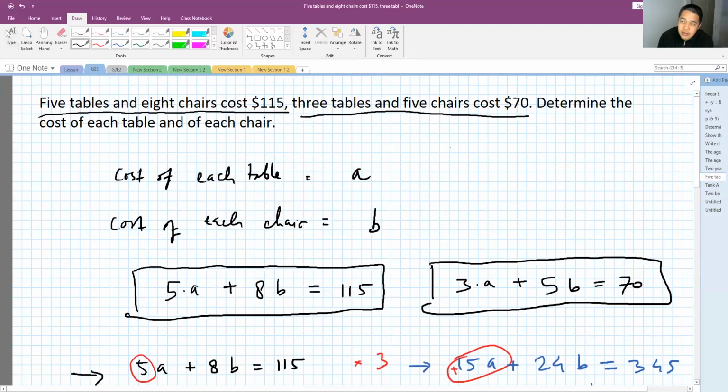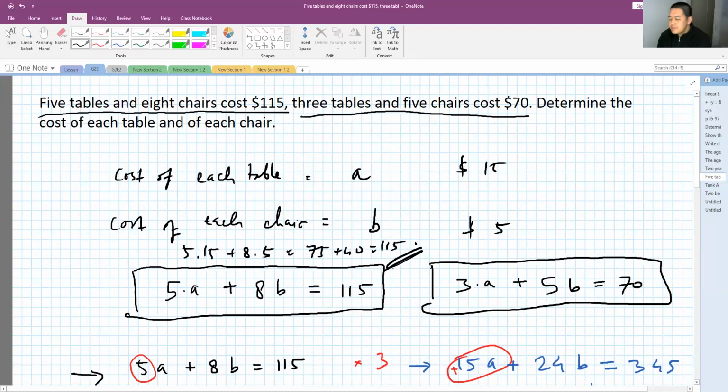So this is $15, and this is $5. And again, you can always check this value by plugging into this equation and see if they give you this number or not. So for example, 5 times 15 plus 8 times 5, of course, if you calculate this, that gives you 75 plus 40, which is 115. So this is the second example.